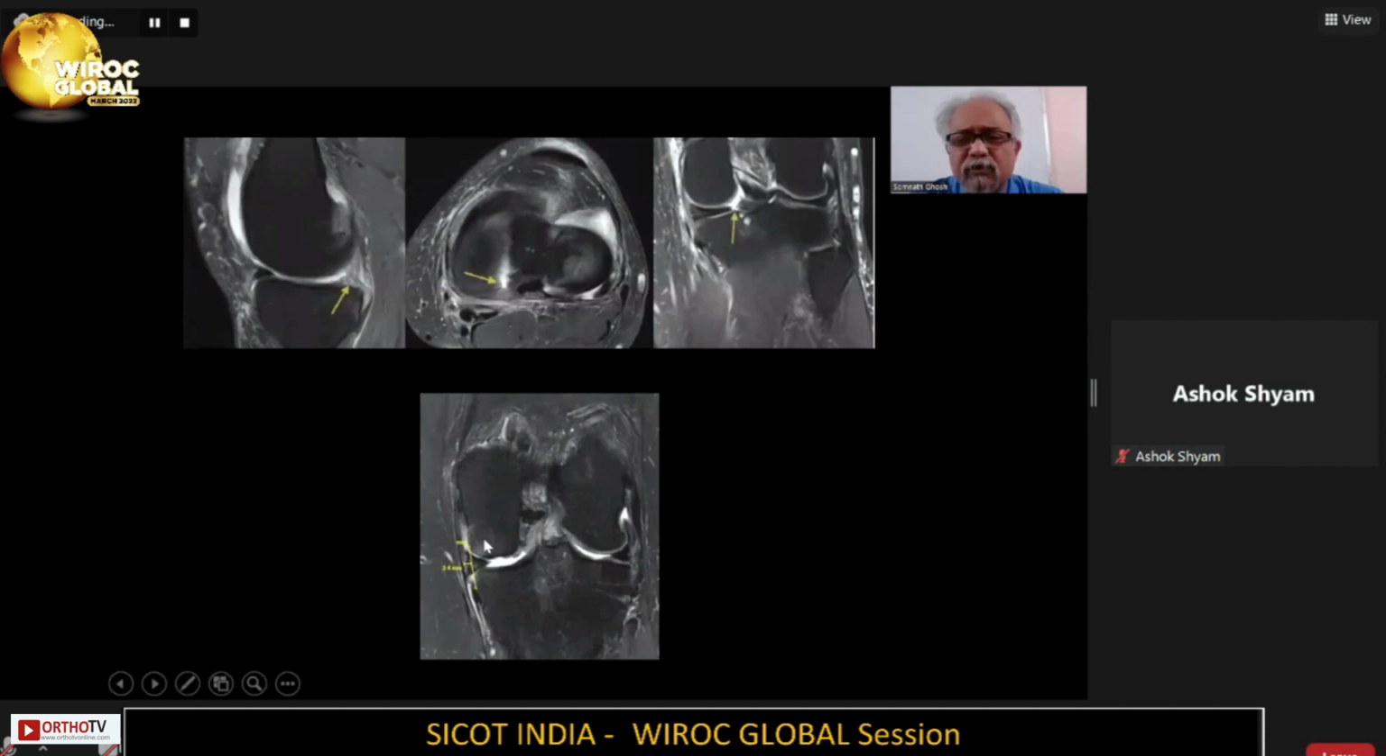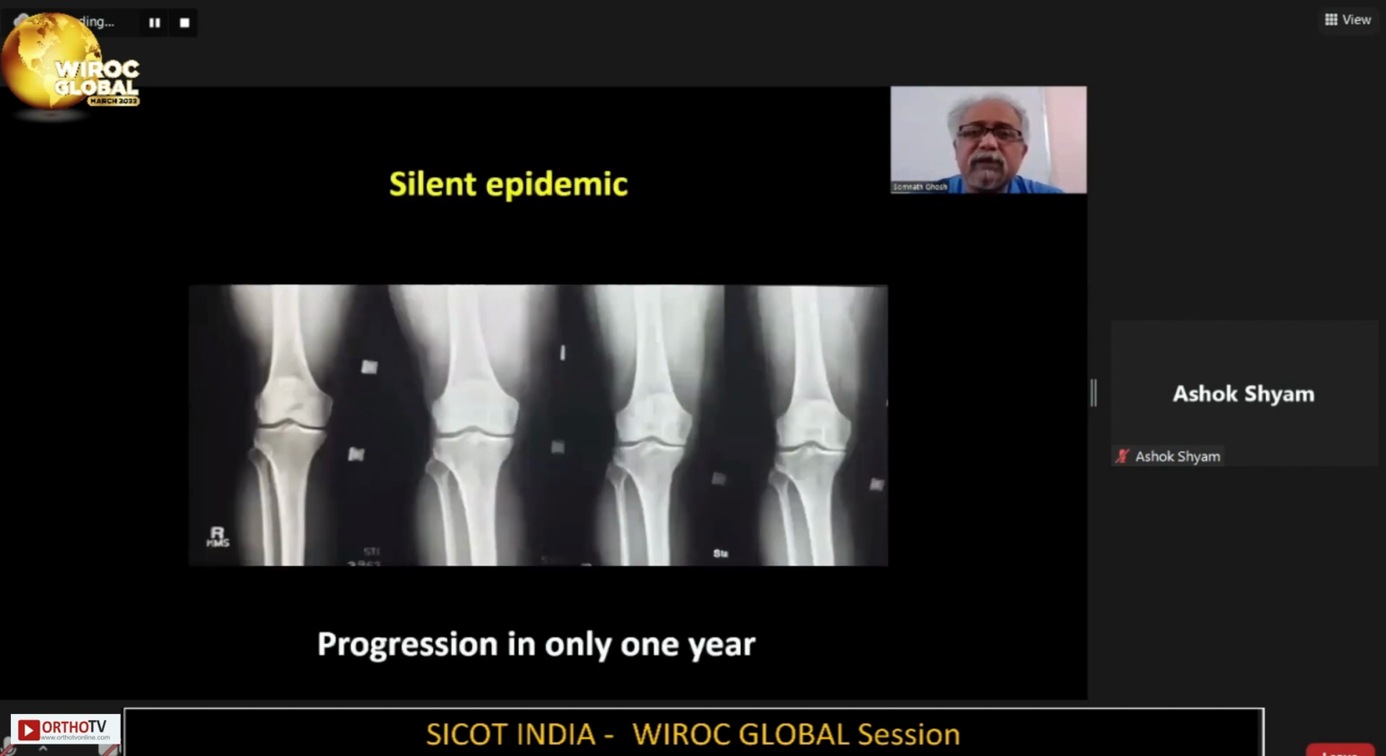And now we can see this is the coronal cut, where if we draw a line from the medial femoral surface to the tibial condyle, you can see the meniscal extrusion. So the meniscal extrusion is a classic sign, and we have to be very cautious in seeing the MRI pictures, whether we are going to miss the meniscal root tears.